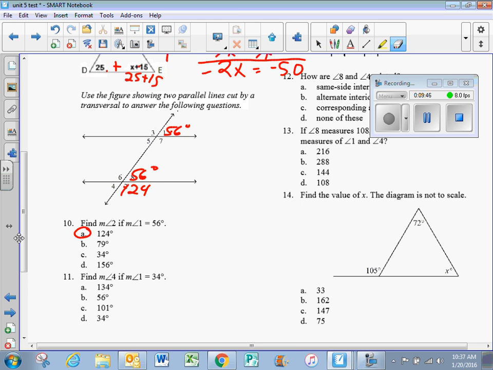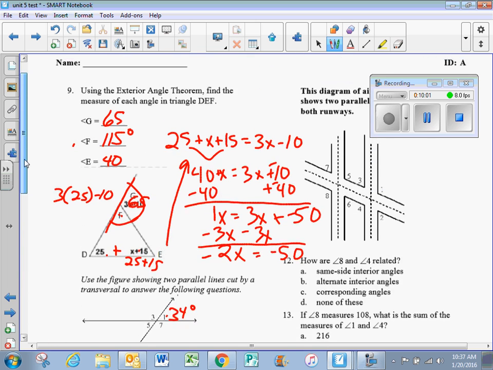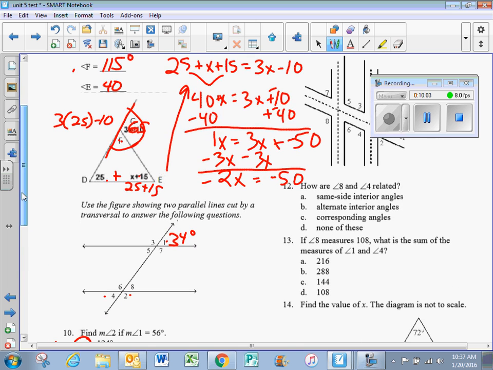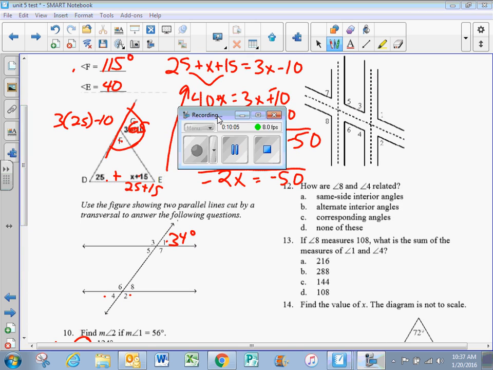If angle 4, find 4 if 1 is 34. Well, these are alternate exterior, so it's also 34, right? Easy peasy mac and cheese. Okay, how are 8 and 4 related? Well, 8 and 4 are corresponding.